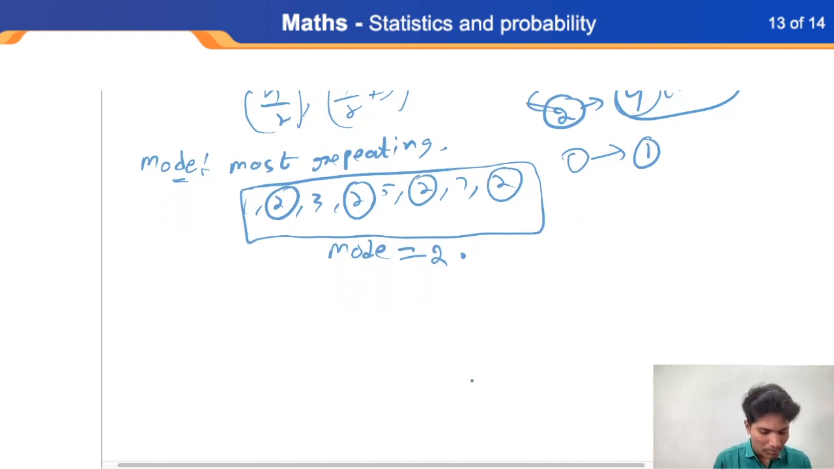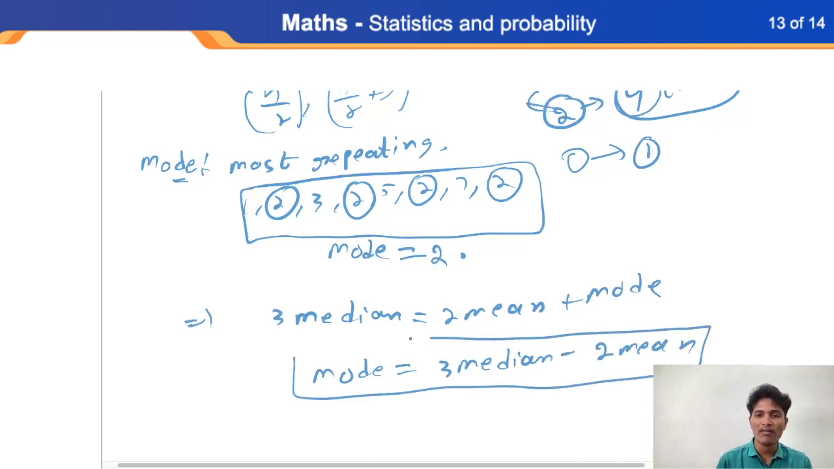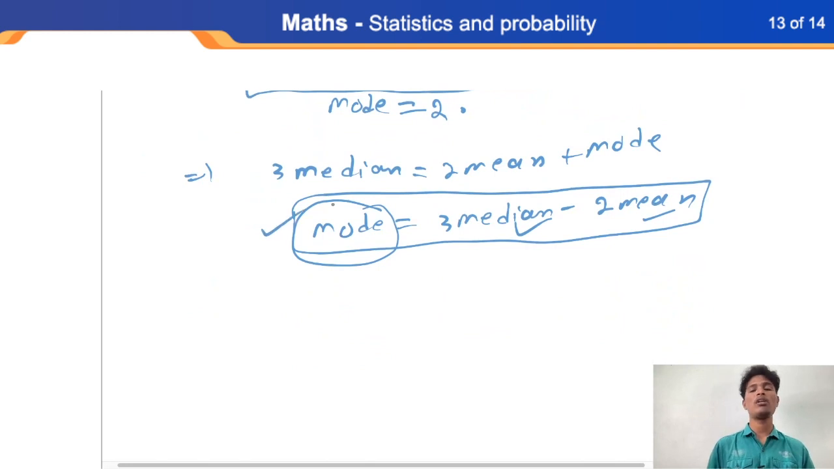Very important. And there is one important formula: 3 median is equal to 2 mean plus mode. Or you can write it as mode is equal to 3 median minus 2 mean. In some cases in the JEE PYQs, they give median and mean and ask to find the mode. In that case, you have to remember this formula, that is mode is equal to 3 median minus 2 mean.